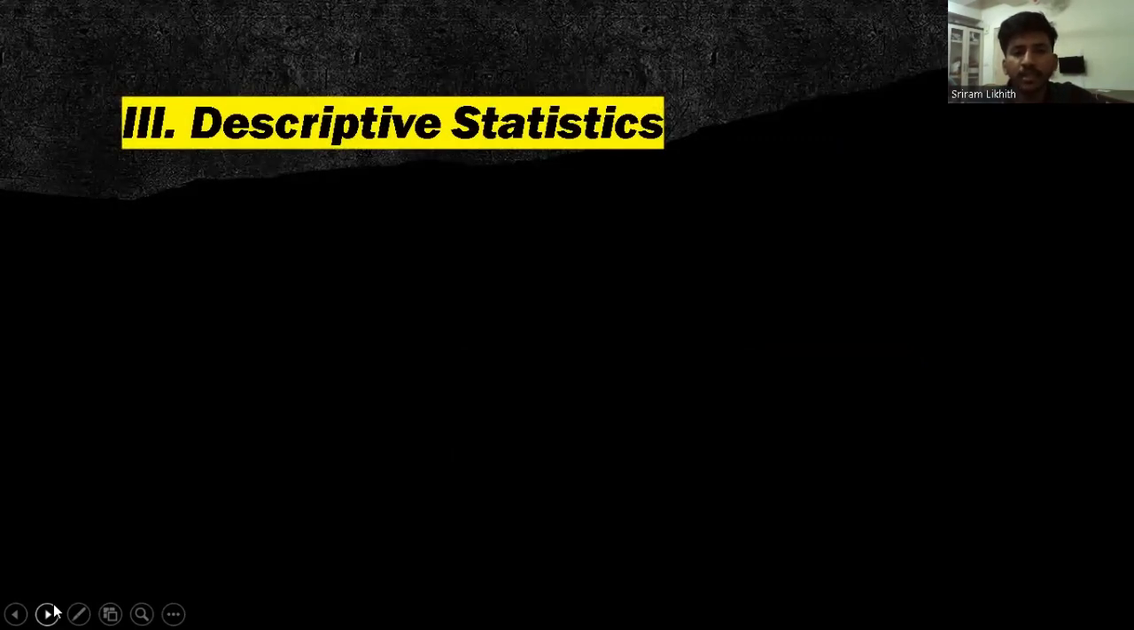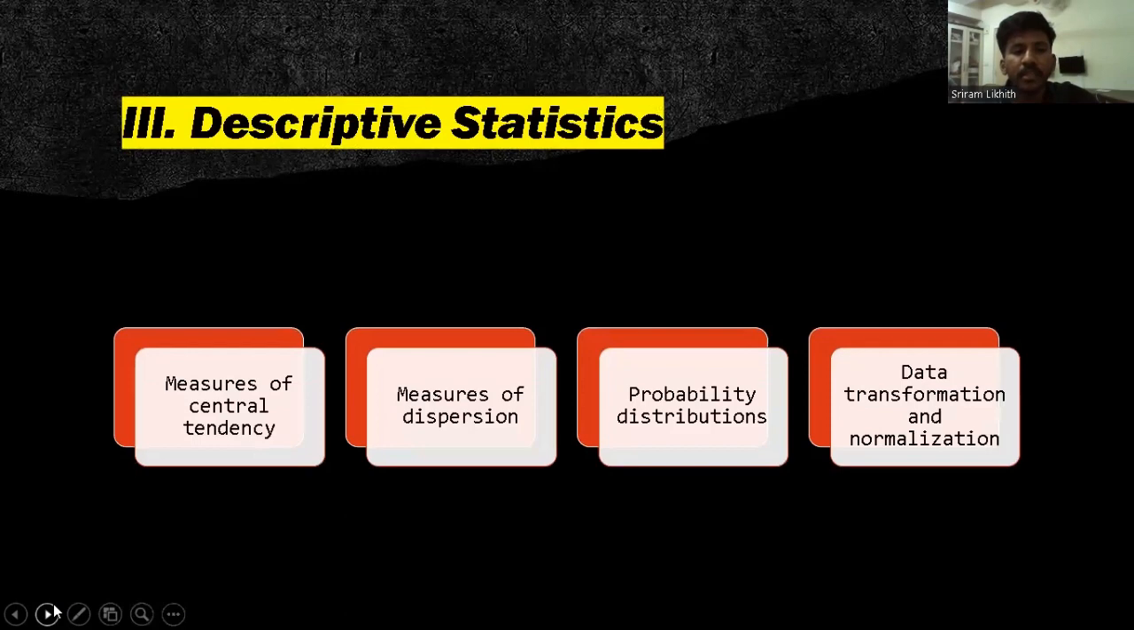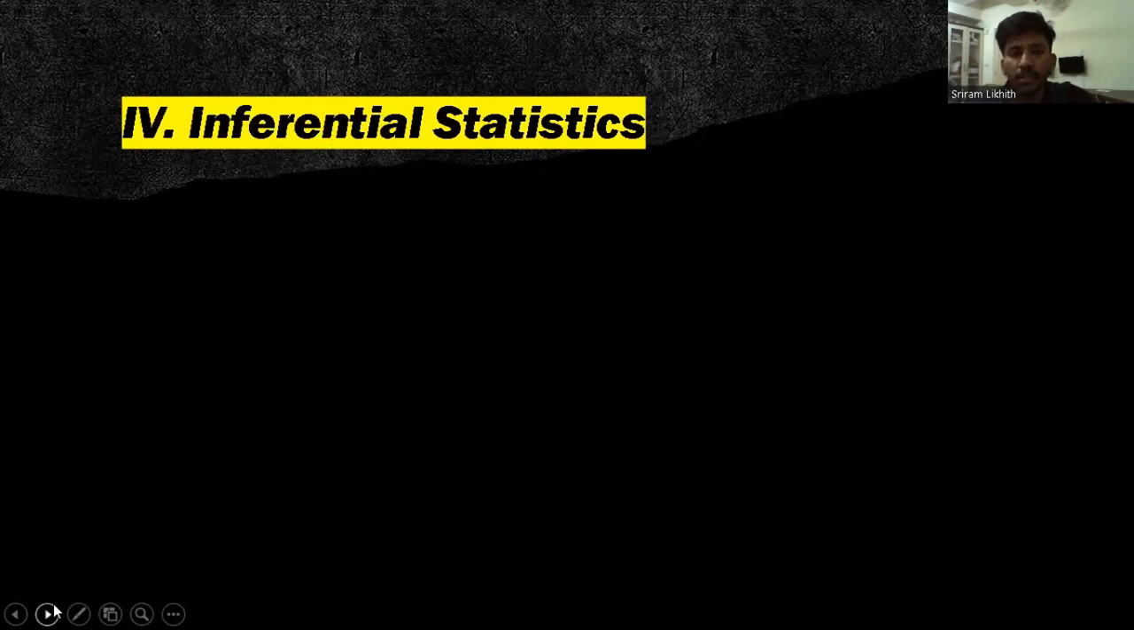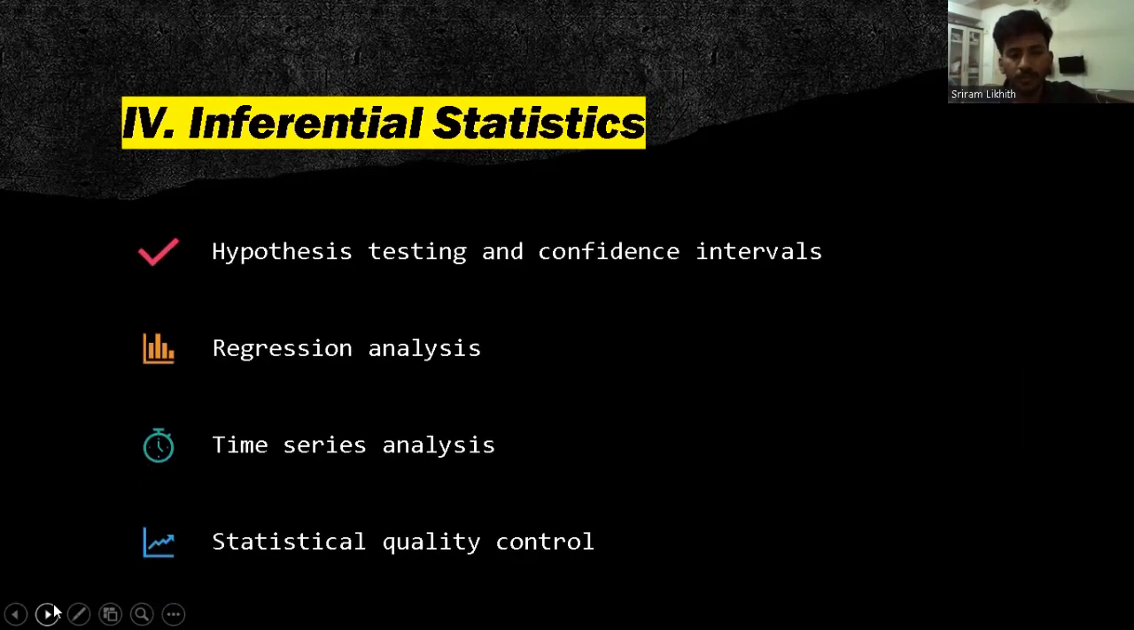If we go to the descriptive statistics, there are four aspects: measures of central tendency, measures of dispersion, probability distributions, data transformation, and normalization. Going to the inferential statistics: hypothesis testing and confidence intervals, regression analysis, time series analysis, statistical quality control.